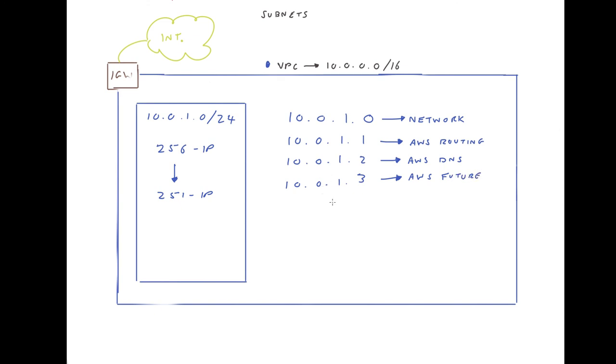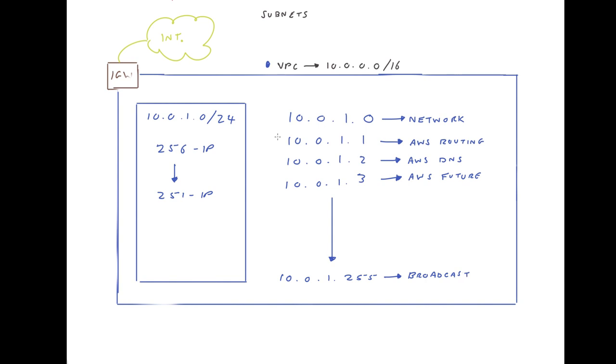Now the fifth and final address that you can't use in an AWS subnet is the last available address in the subnet. So in this case, it would be 10.0.1.255. And the last address in any subnet is known as the broadcast address. And again, you cannot use this for host resources.